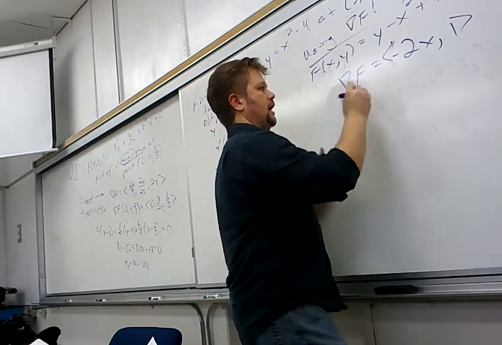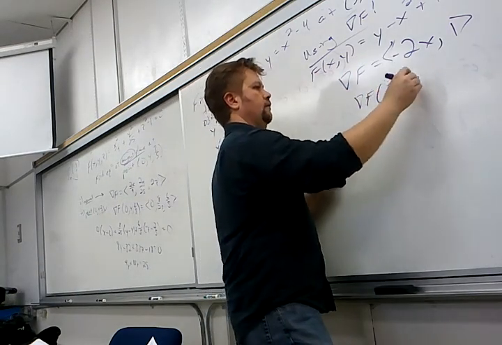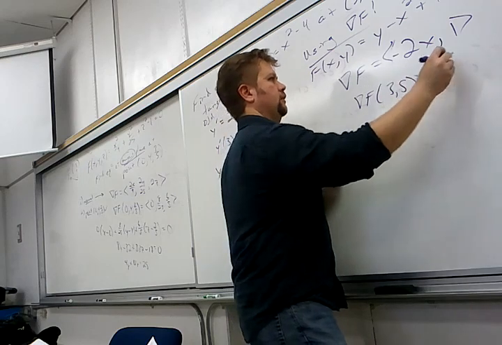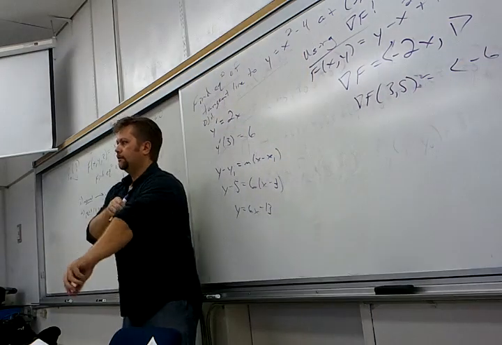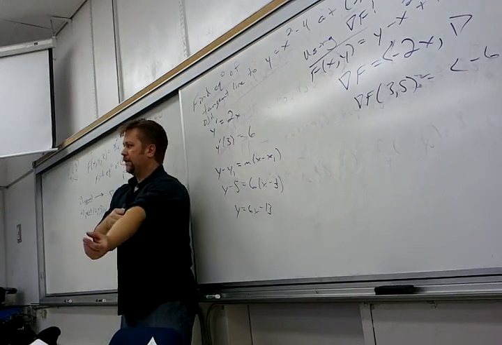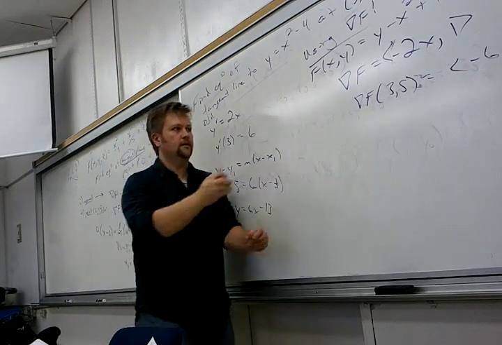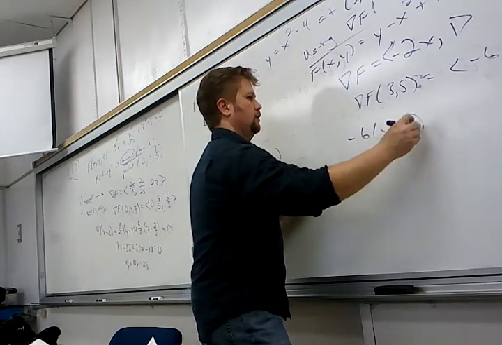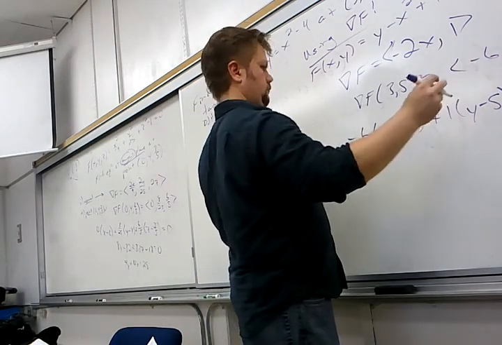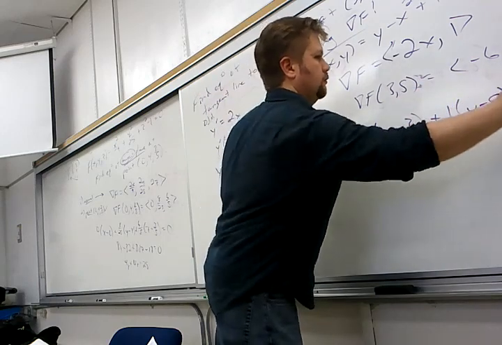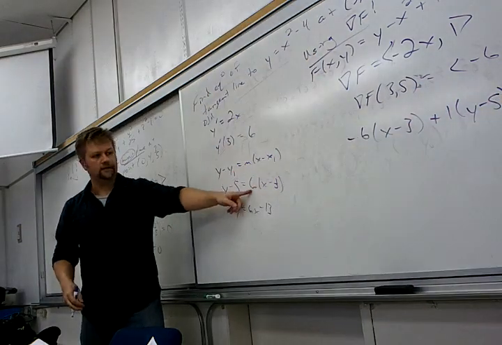And then I want this at the point (3, 5). And that, of course, is going to be negative 6, 1. That's my normal vector, so I can use that as coefficients. Negative 6 times x minus 3, plus 1 times y minus 5, equals 0. And isn't that really exactly this?